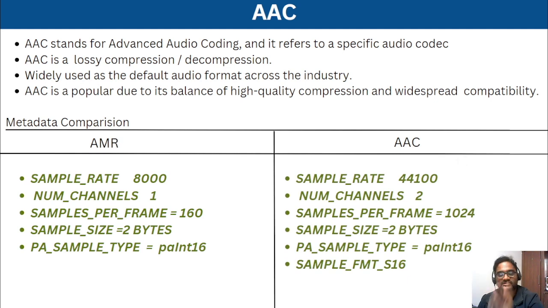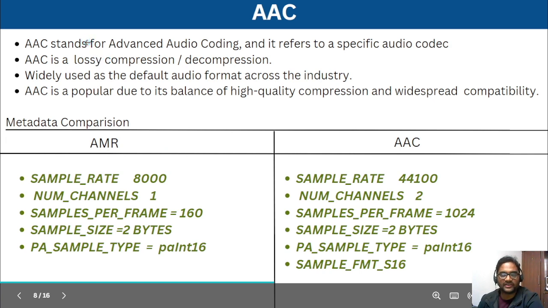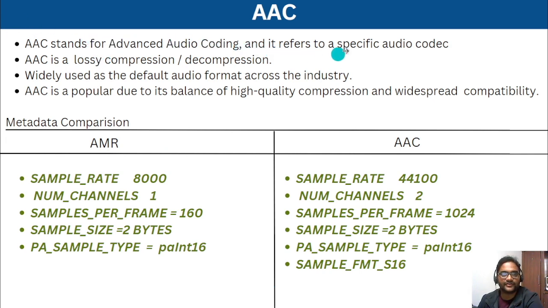So this is about FFmpeg and how it plays a significant role in ease of use and ease of maintenance when you are going for different codecs. Now, what is AAC actually? AAC stands for Advanced Audio Coding, and it is a specific audio codec. AAC comes under the category of lossy compression. I mean, there will be a bit of data loss while you are compressing, but it is not visible, not audible actually. Very little data is lost, and it is widely used as a default audio format across different industries.